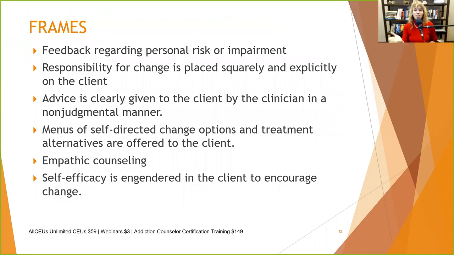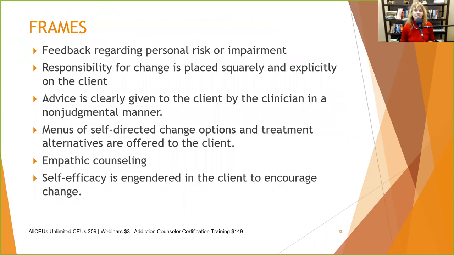The responsibility for change is placed on them. I am here to be a catalyst. I am here to help you as much as possible, but I can't make you do anything. So it's on you to make this change, and I will do everything I can to facilitate it. Advice is clearly given to the client by the clinician in a non-judgmental manner. So we can give a little bit of advice, kind of hedge that a little bit, but we can make our suggestions or say, my recommendations would be, however, what are your thoughts?